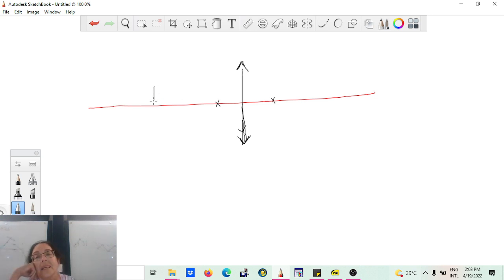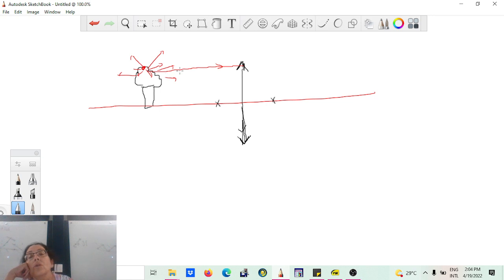So anyway, let's say you have a tree here. Let's make a tree. From the top of the tree, you're going to have a lot of rays coming in all directions, of course. From that point, you have rays in all directions, but only a few of them will go through that lens. So that's why the image will be dimmer.